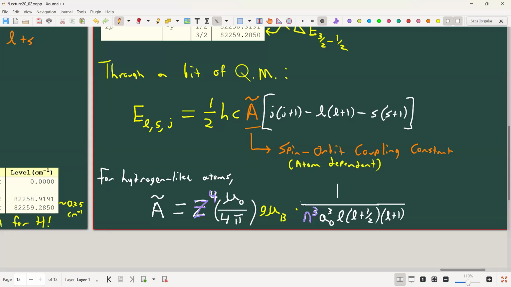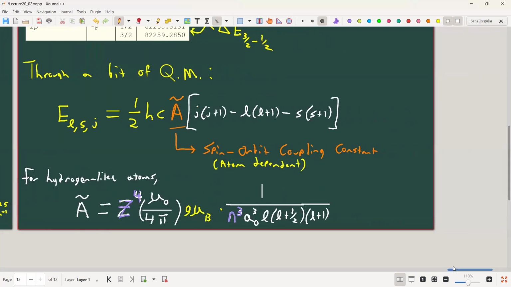Okay, so what this is saying is that large atoms, with core electrons in large atoms, have massive spin orbit coupling.